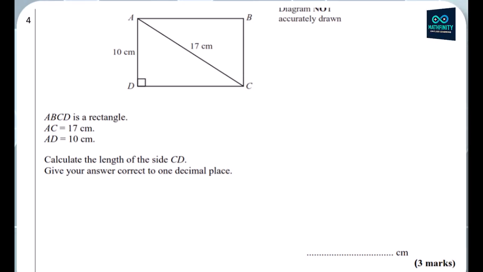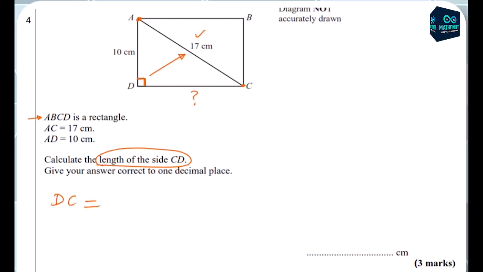Question number 4. They give us rectangle. As we can see here, they mentioned ABCD is a rectangle. AC is 17. 17 is the diagonal, okay, from one corner to another corner. This length is called diagonal of rectangle. AD is 10 centimeter. Calculate the length of CD. This side we have to calculate. So according to 90 degree, this hypotenuse is given. 17 is given. So what we will write?